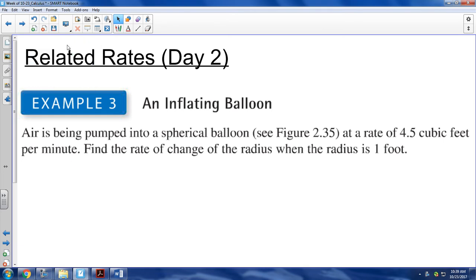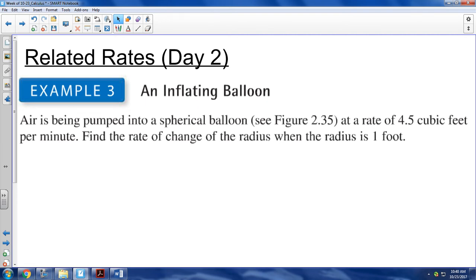All right, so day 2 of related rates. You have a general understanding of how they work. Hopefully we've done the balloon activity in class at the whiteboard, and you're understanding that things are changing, and how one thing changes affects the other thing. So we're going to be doing that in a more mathematical way today. So here's our first example.